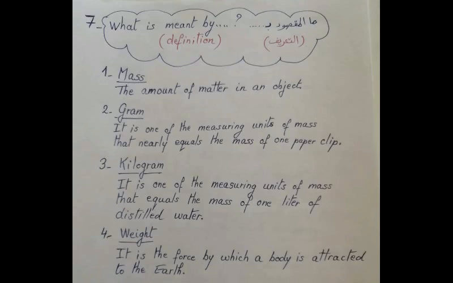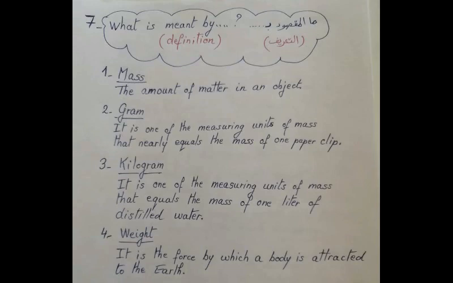Number 2 جرام. تعرفوا إيه عن الجرام؟ نمرة 1 هي وحدة قياس الكتلة. نمرة 2 إن الجرام يساوي تقريبا كتلة البيبر كليب، اللي هو الدبوس بتاع الورق. يبقى جرام هنقول: it's one of the measuring units of mass، هي إحدى وحدات قياس الكتلة، that nearly equals the mass of one paper clip.